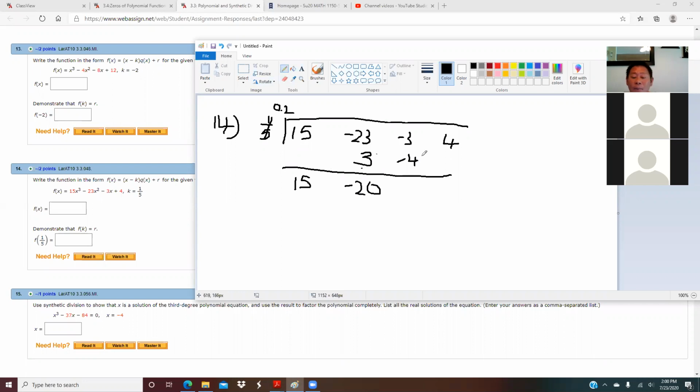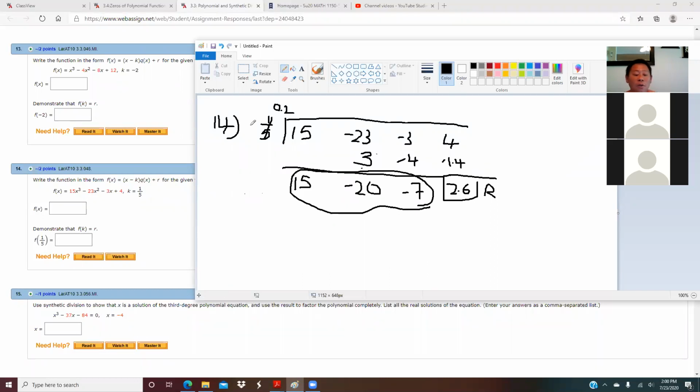And then add this up, become negative 7. And then multiply that by 0.2 again. So negative 7 times 0.2 is negative 1.4, right? And then add this up. So you will get 2.6. Okay, so this is your remainder. And this is your quotient, Q of X.